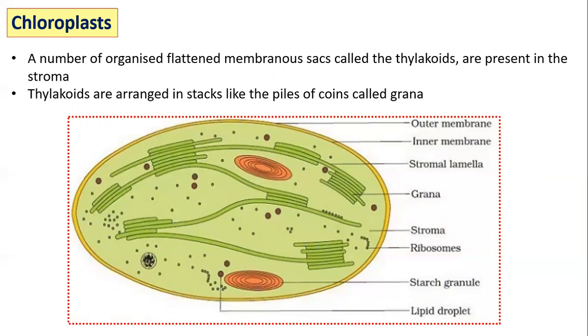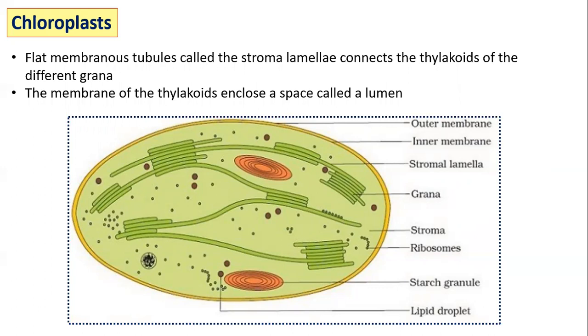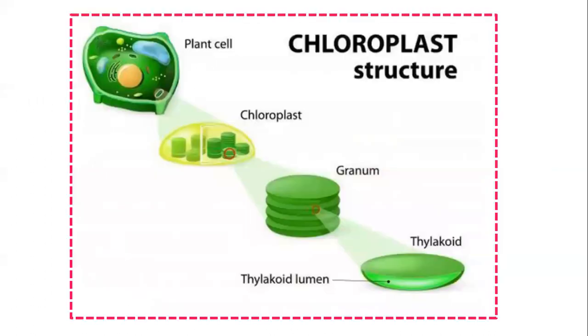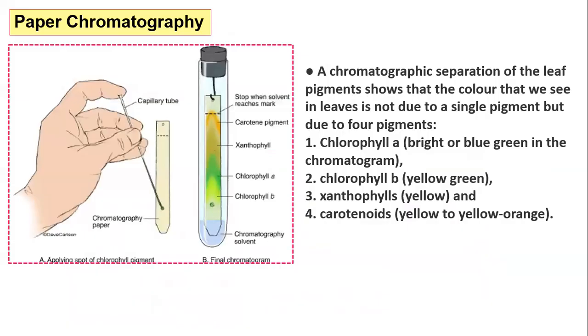A group of thylakoids together will form the grana. Okay. And the chlorophyll pigments are present inside the thylakoid. Inside a plant cell, you will find a chloroplast. Inside the chloroplast, you will find stack-like structures. The entire structure you'll call the granum, and each structure that makes up the granum, you will call the thylakoid.